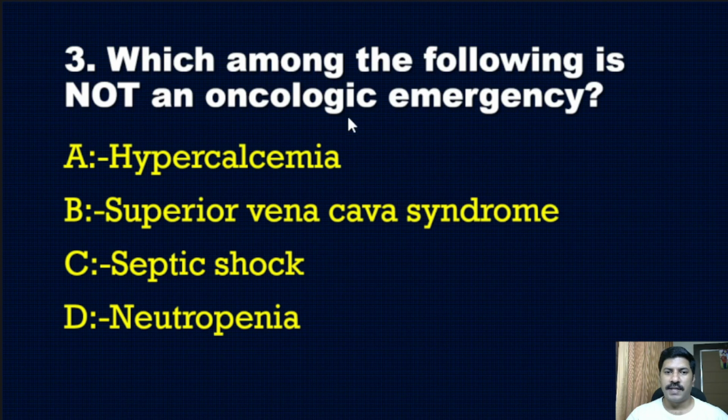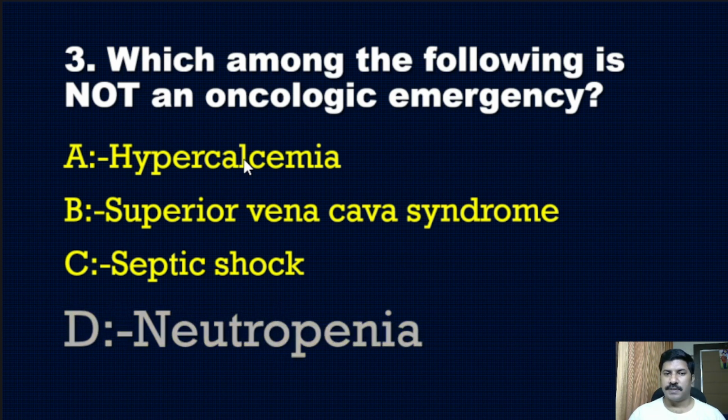Which among the following is not an oncological emergency? Options: hypercalcemia, superior vena cava syndrome, septic shock, neutropenia. Which one is not an oncological emergency? Here the correct answer is neutropenia.